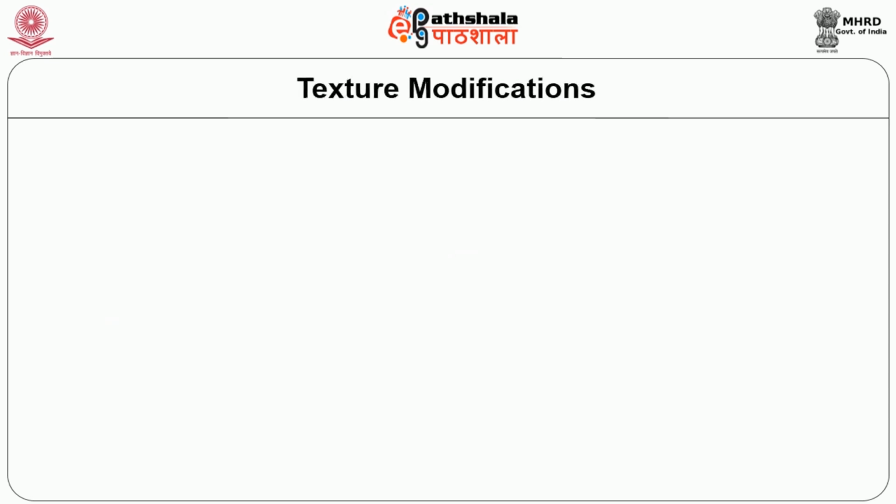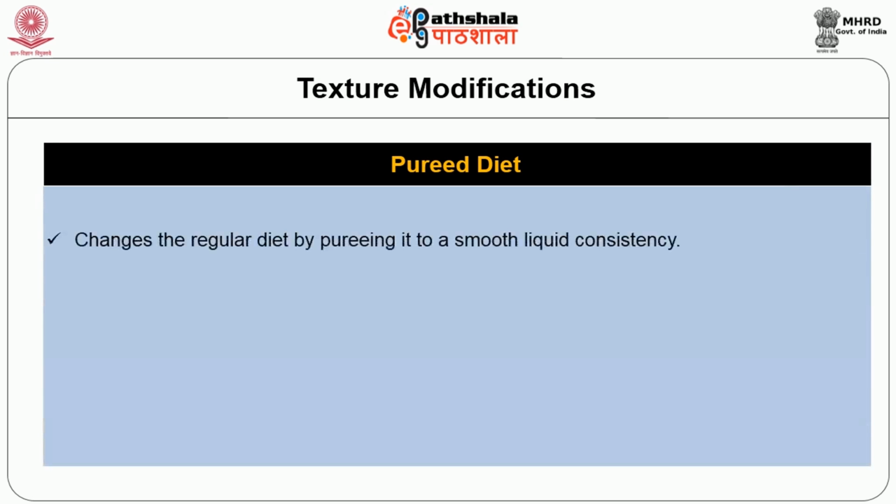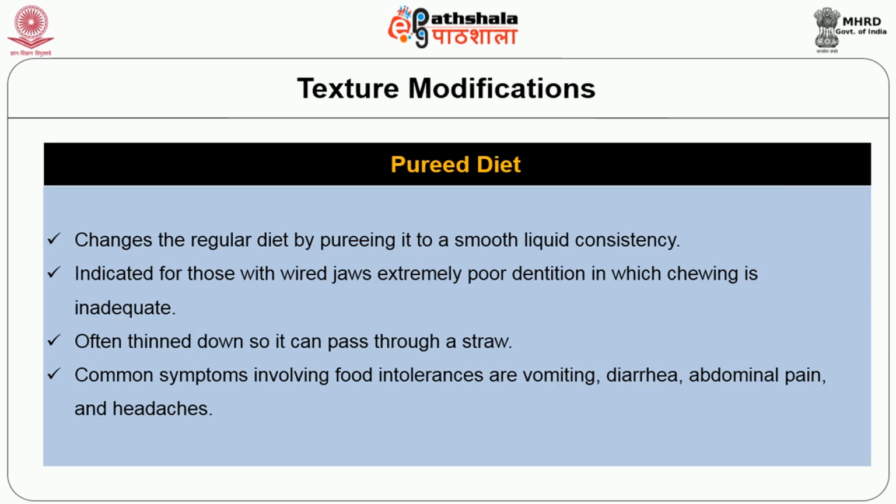The other type of diet is the puree diet. It changes the regular diet by pureeing it to a smooth liquid consistency, and it is indicated for those who are wired with jaws, or have extremely poor dentition in which chewing is inadequate, often thinned down so it can pass through a straw. Common symptoms involving food intolerance are vomiting, diarrhea, abdominal pain and headaches.